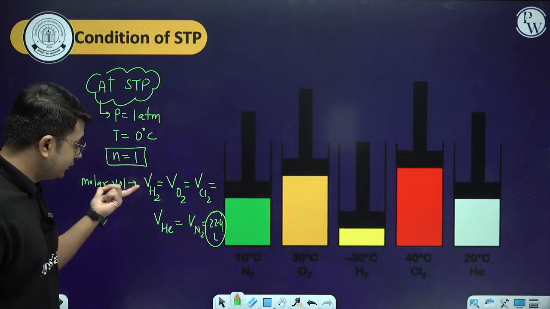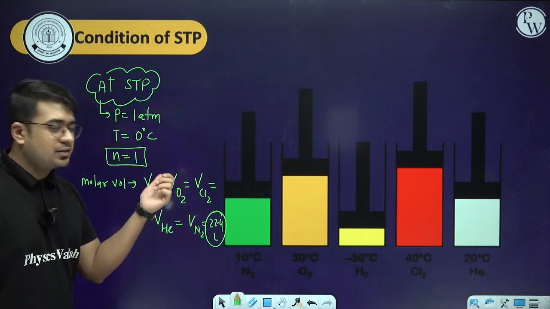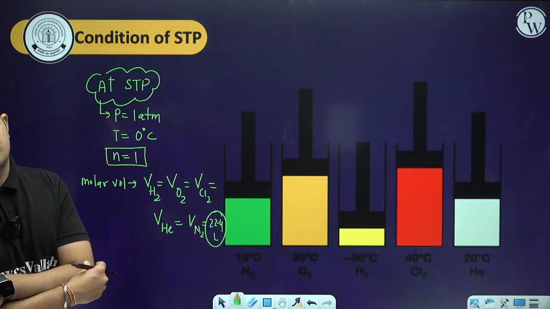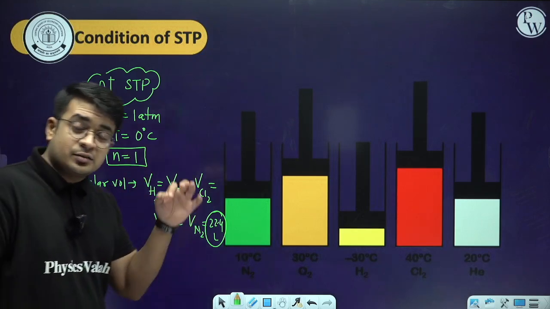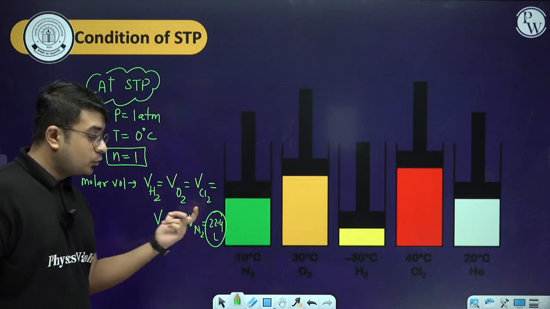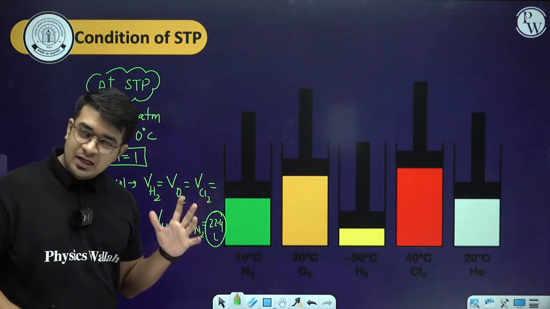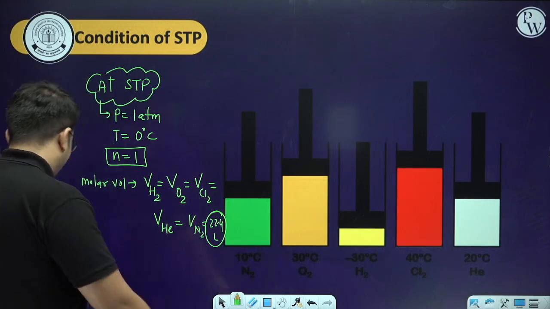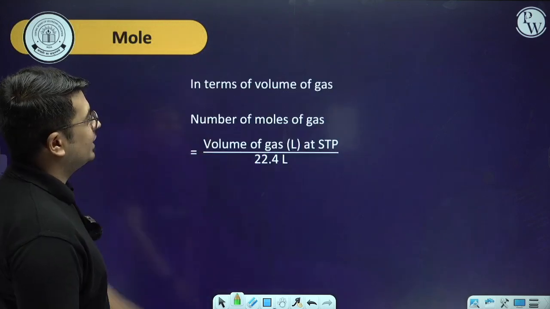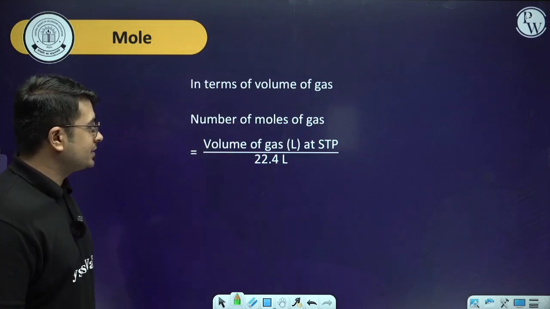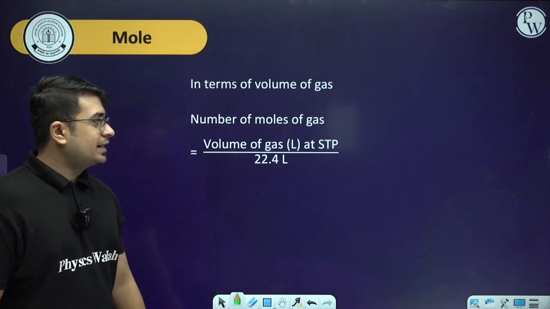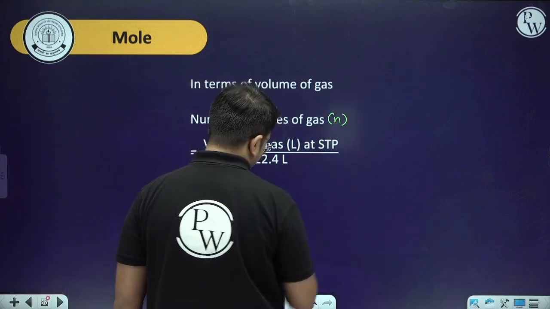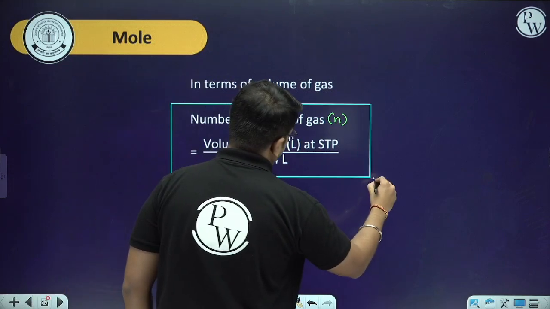You can see whatever the nature of gas, either hydrogen gas, oxygen gas, chlorine, whatever gas it is, at STP, the molar volume will always be a constant term, which is 22.4 liters. I hope everything up to this part is clear to everyone. Now talking about the next part, in terms of volume of gas, the number of moles of gas is equal to the volume of gas in liters at STP divided by 22.4 liters. That is the final formula which I already told you.